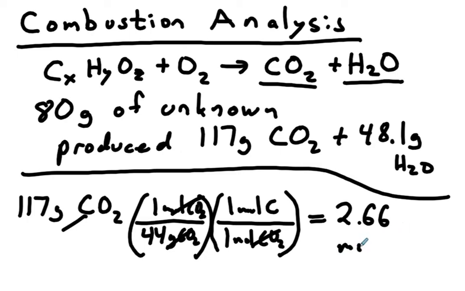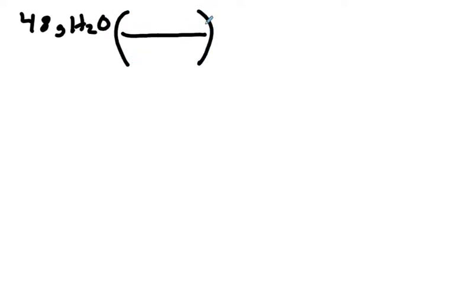So that's moles of carbon atoms. Okay, so once we figure out the moles of hydrogen atoms, we'll be able to get that ratio, and I'll show you a trick to get the moles of oxygen atoms. Okay, we said we had 48 grams of water. We want to figure out how many moles of hydrogen atoms we have.